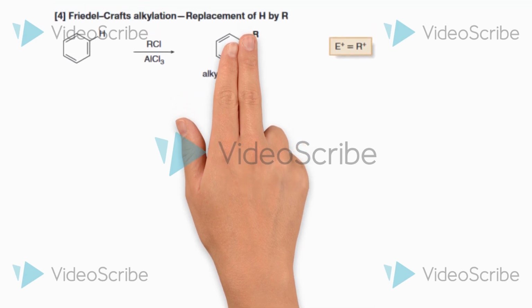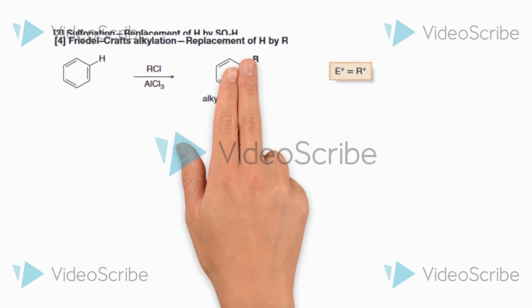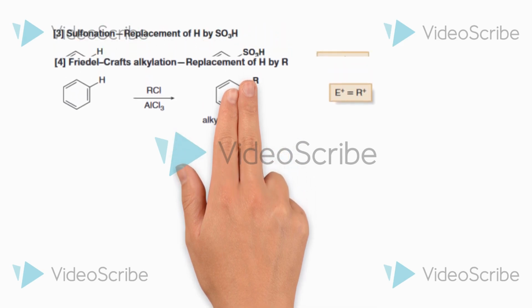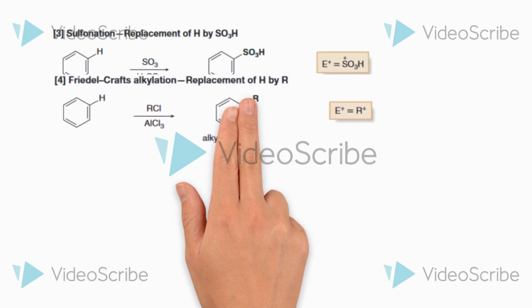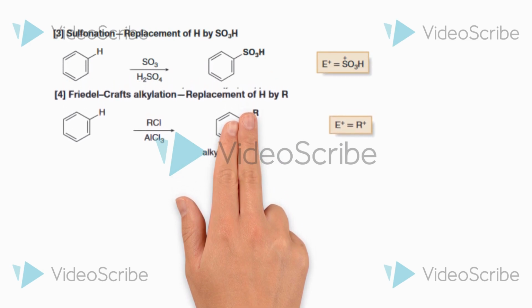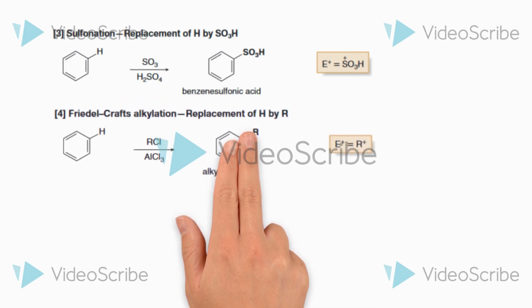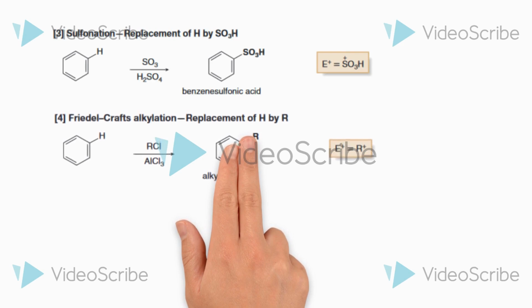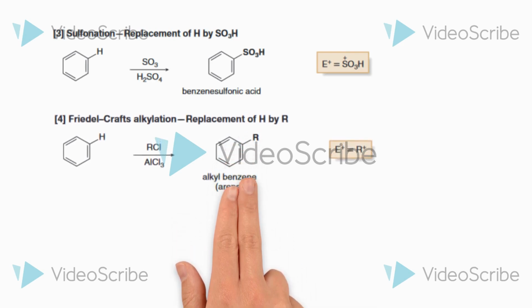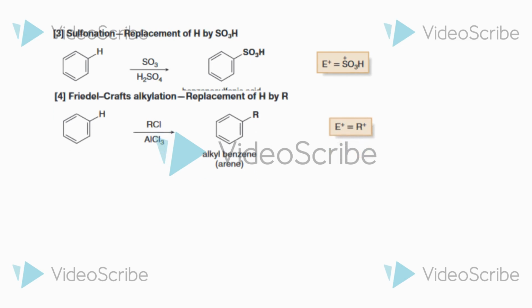Here also the hydrogen present in the benzene ring is replaced by an alkyl group, and it forms alkyl benzene, also called arene moieties. The reaction proceeds by reacting an alkyl halide with Lewis acids like AlCl3 to produce R+, which is an electrophile, to form alkyl benzene.